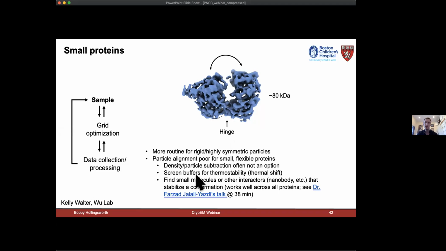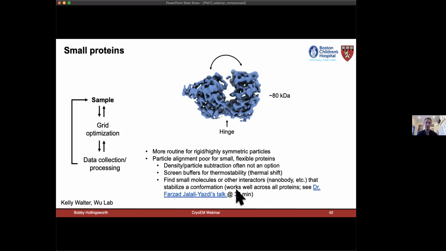And so we found that screening buffers for thermostability, so this is sort of taking a play from the crystallographer's toolbook and using thermoshift assays to optimize buffer components, helps. In addition, finding small molecules or nanobodies that stabilize a particular conformation is really useful. And that's what Kelly did here. She uses a small molecule to stabilize her protein and is able to see this density and is currently working on that project. And this is broadly applicable to every cryo-EM project in general.